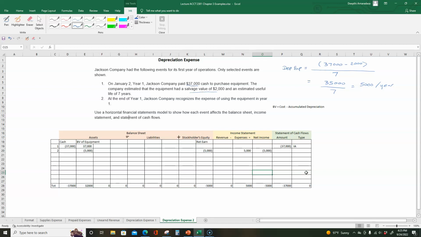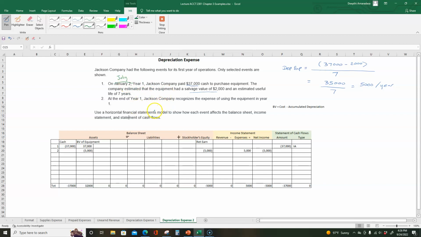One more thing I want to show you in this example is I said there are 4 things you need to calculate depreciation: cost, salvage value, estimated useful life, and date. In this example and the ones we've done so far, the date has always been the beginning of the year. But what if the question said that this company purchased equipment on July 1st? So let's change the information to say instead of January 1st, they purchased this on July 1st, year 1.